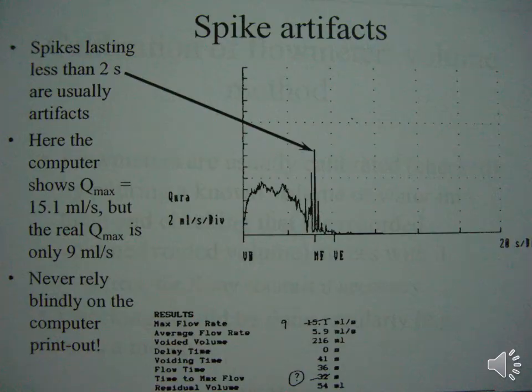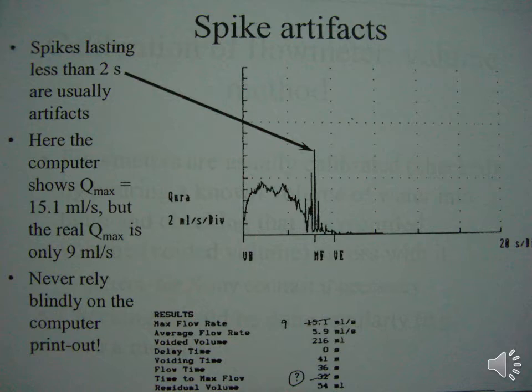Now, to understand uroflow and how to interpret the uroflow readings, we also need to understand how to troubleshoot. That means we need to know what artifacts can occur. This is one of the artifacts you can see. We call it a spike artifact.